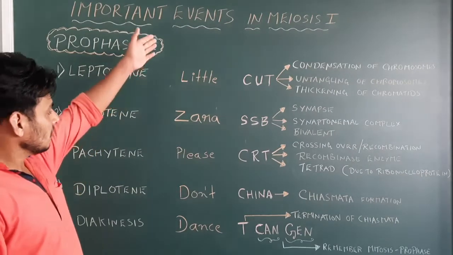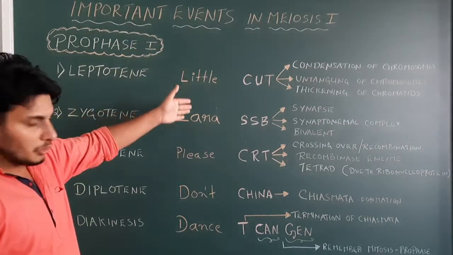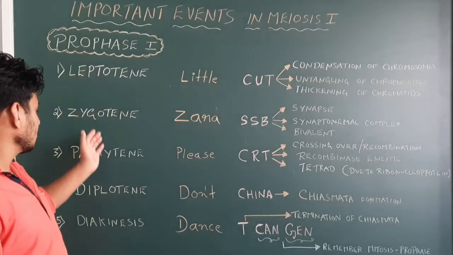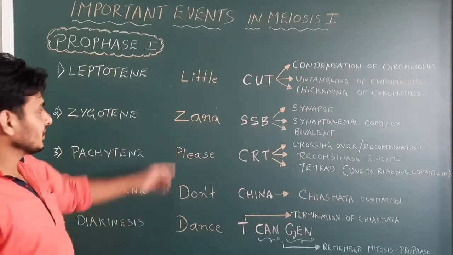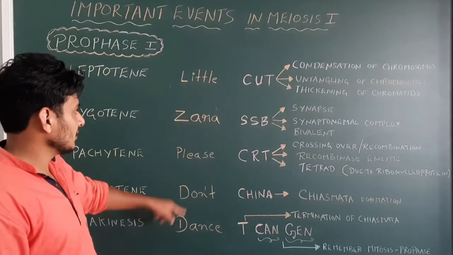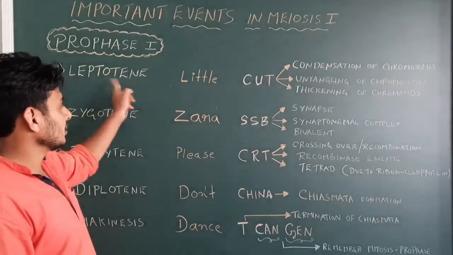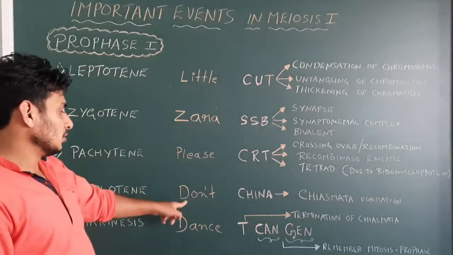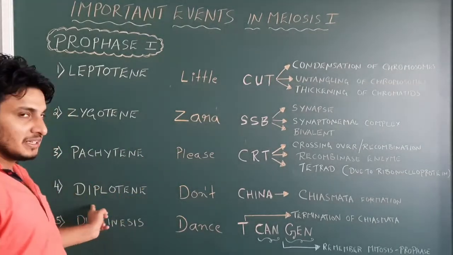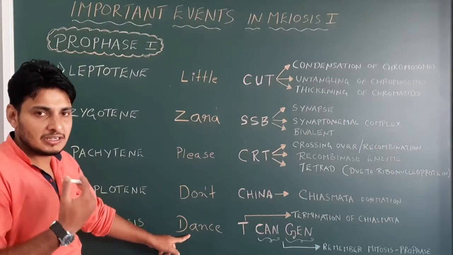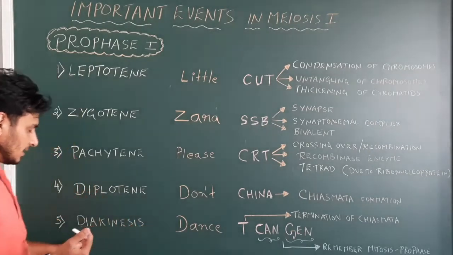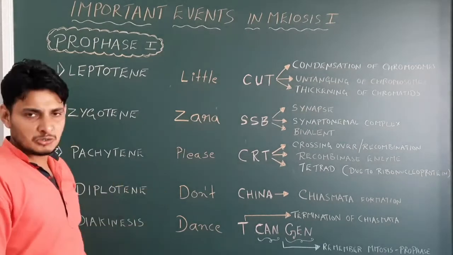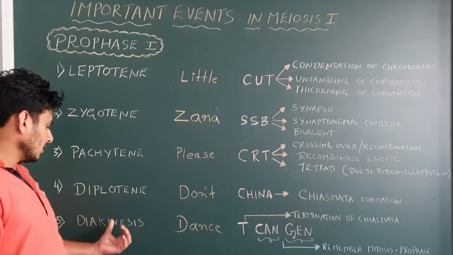Or you can also use the mnemonic to arrange these important phases of prophase 1: leptotene, zygotene, pachytene, diplotene, diakinesis. That is, "Little Zara, please don't dance." Little L, leptotene; Zara, zygotene; please, P, pachytene; don't, diplotene; dance, diakinesis. Because some students get confused with the diplotene or diakinesis.